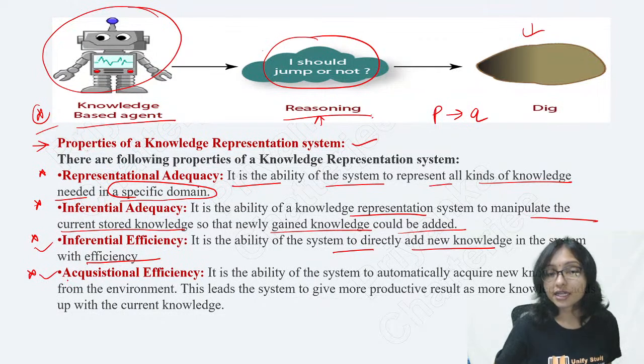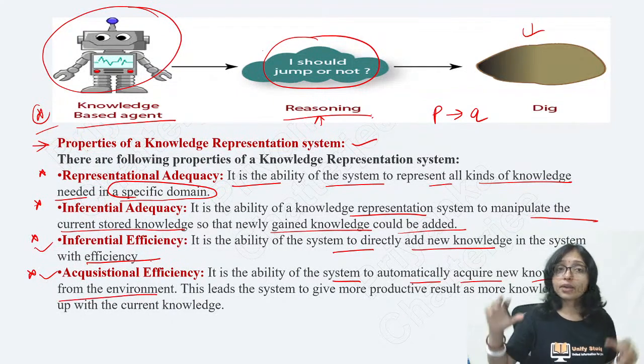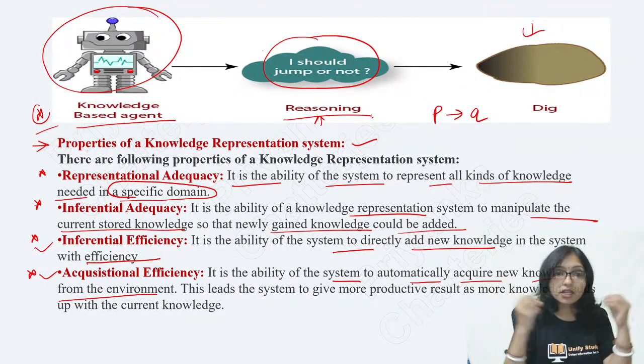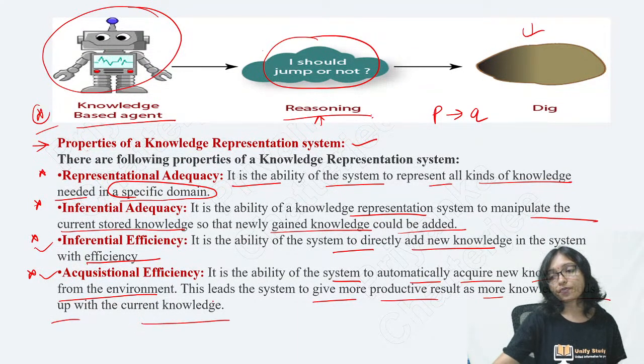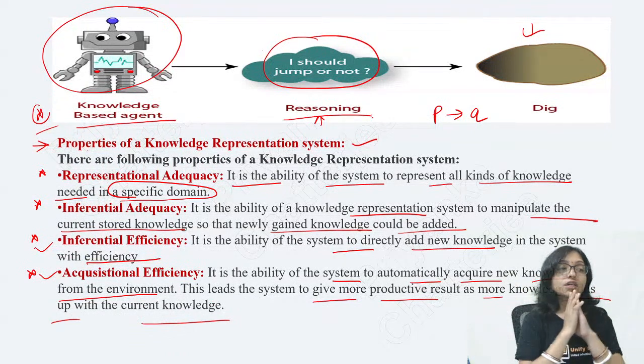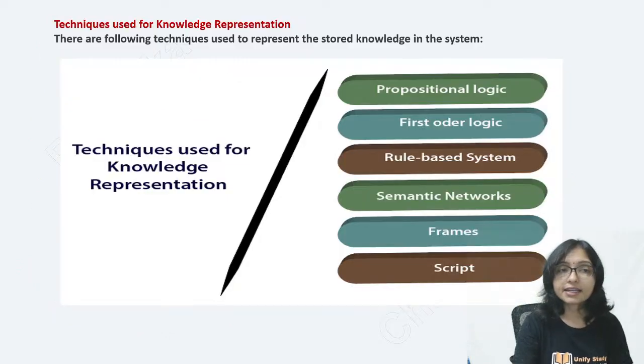Acquisitional efficiency, what is it? It is the ability of the system to automatically acquire new knowledge from the environment. It will learn from the environment. It will acquire the knowledge from the environment, which leads the system to give more productive results as more knowledge is added to the current knowledge. It is moving in the environment. From the environment it is collecting the knowledge and it is adding the knowledge. That is called acquisitional efficiency. Is that clear to everyone?